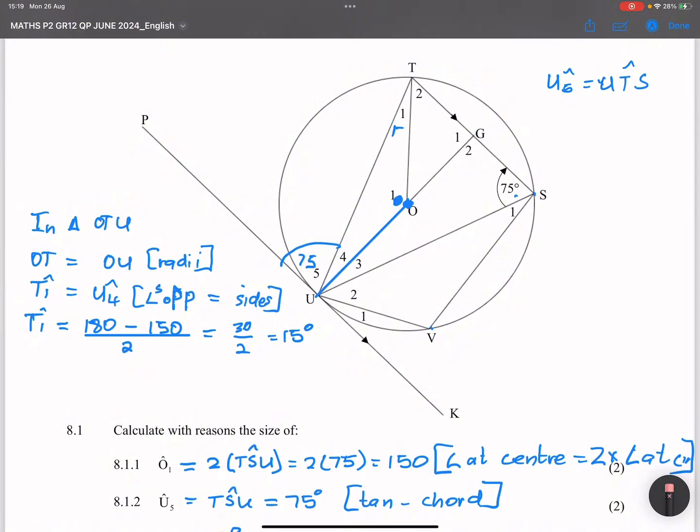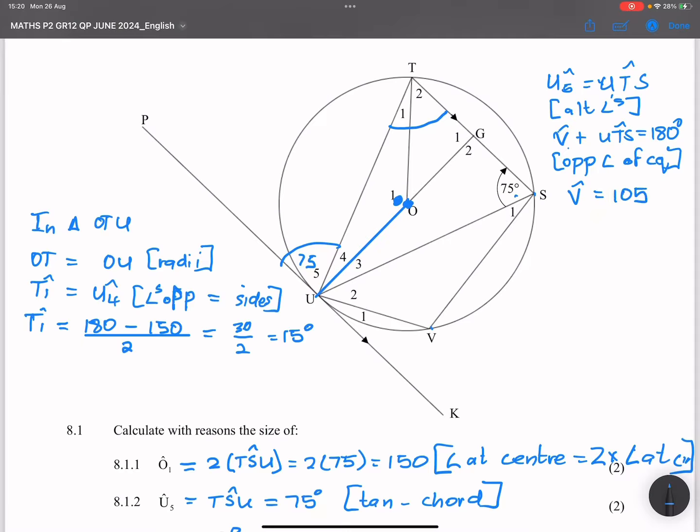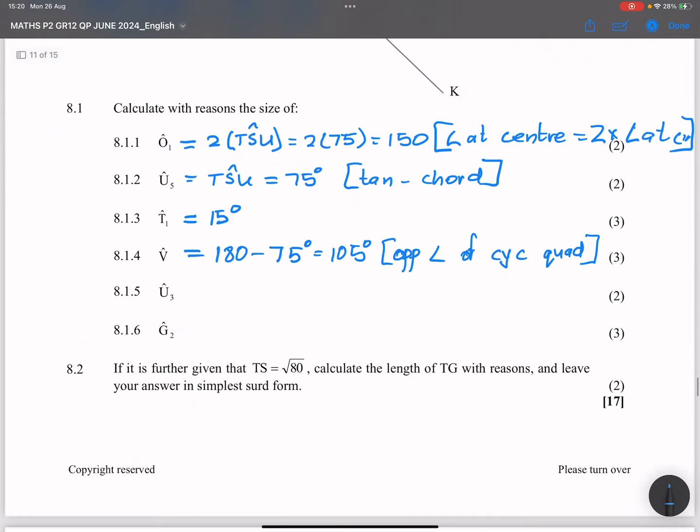Okay, so which means it's that entire angle there, right? And you say that those are alternating angles, right? And so in that case, angle V, so angle V plus UTS is equal to 180 degrees. That's opposite angles of a cyclic quad. Okay, and so angle V is equal to, as I said, that 105. 180 minus 75, that gives us 105.